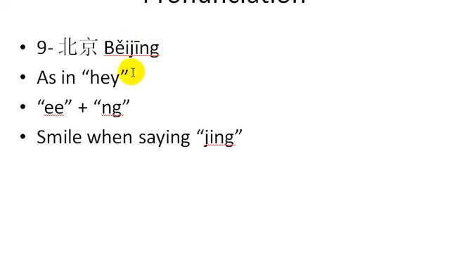Good. And remember, whenever we say the I sound after a J, it sounds like E, and we smile while we're saying it. G, like gee whiz. But smile when you say it. It helps to make it more accurate. And then we add an ing on the end. Jing. So let's try that a couple times. Repeat after me. Beijing. Beijing. Beijing.